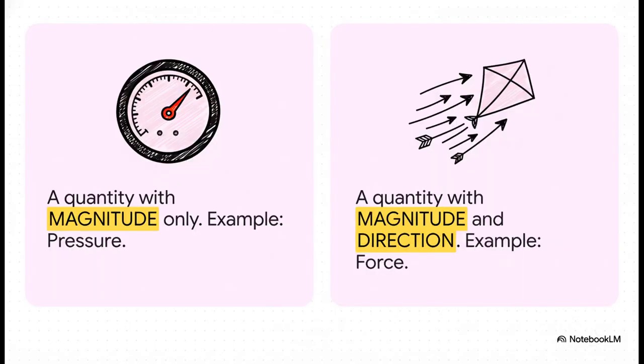So this key difference basically splits our physical world into two types of quantities. On one hand, you have scalars. These are your simple, one-dimensional values like pressure. And on the other hand, you have vectors, which are so much more descriptive. They've got both a magnitude, that's the how much, and a direction, the which way.